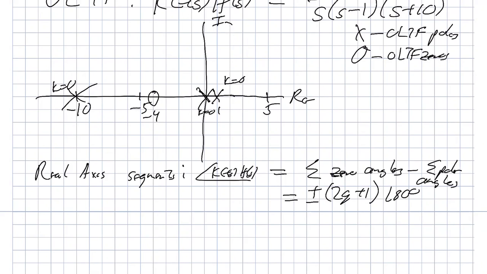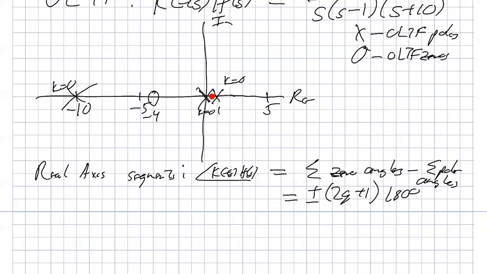For example, let's look over here to the right of all of them. We have three pole angles, they're all 0, and one zero angle, which is also 0, because the angle from any of these poles to any location out here is going to be 0. So if you add the zero angles and subtract the pole angles, I get 0, so it's clearly not equal to 180.